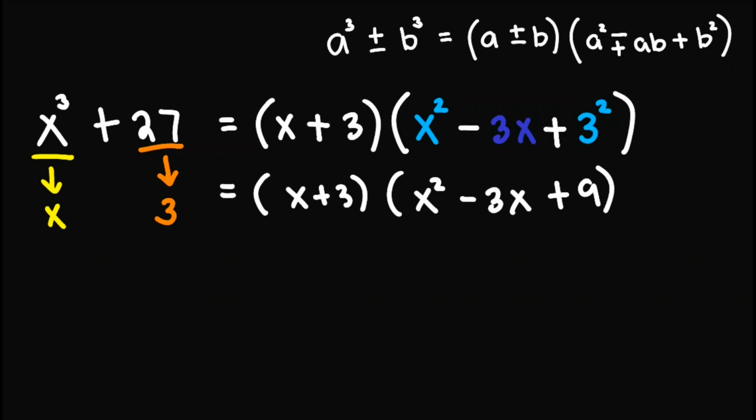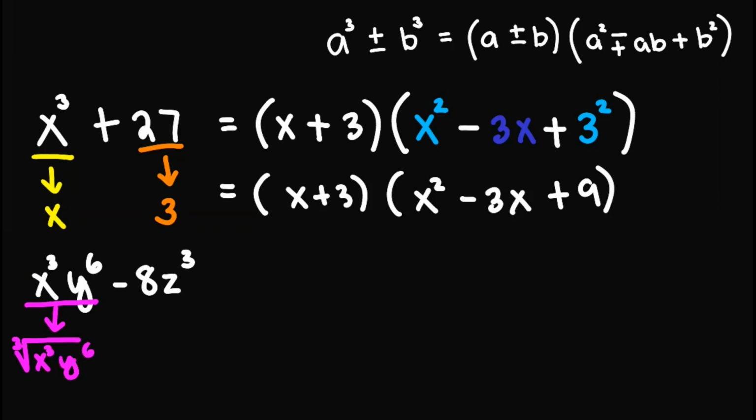Let's have a second example. If we have x cubed y raised to 6 minus 8z cubed, note that this one out here is a perfect cube, since if we get its cube root, we'll have x cubed here, y raised to 6 here, and this one is equal to x and y squared, since y raised to 6 can be written as y raised to 2 cubed.